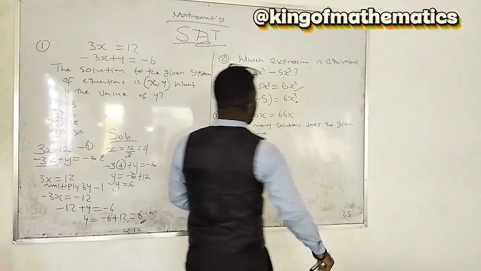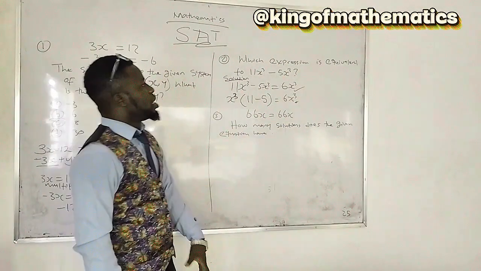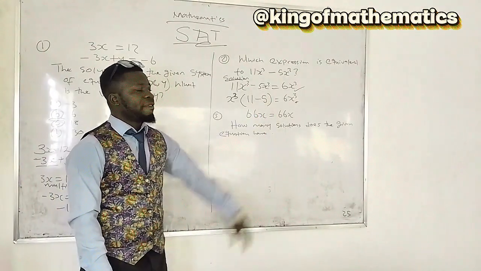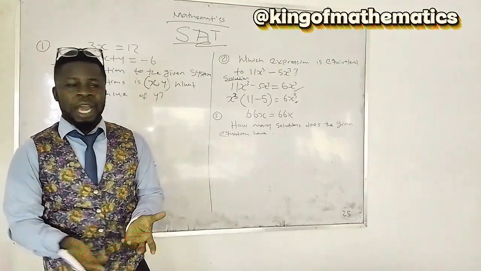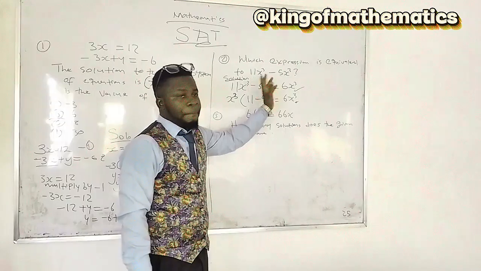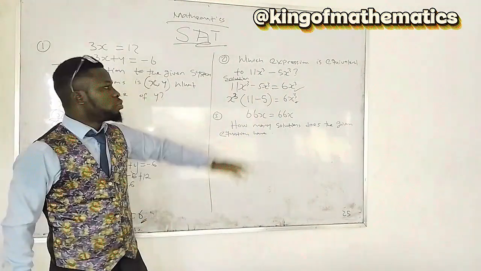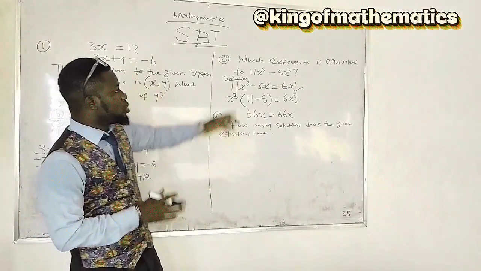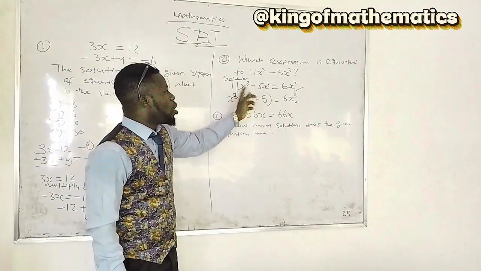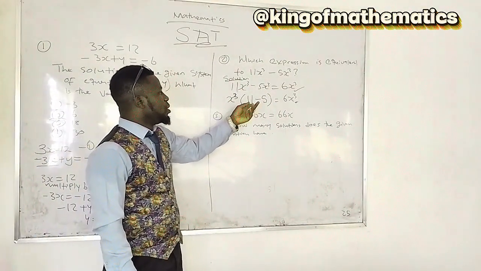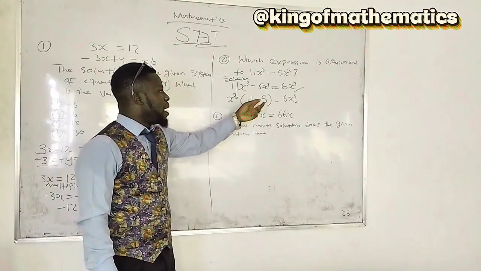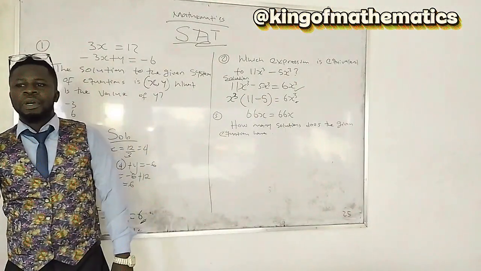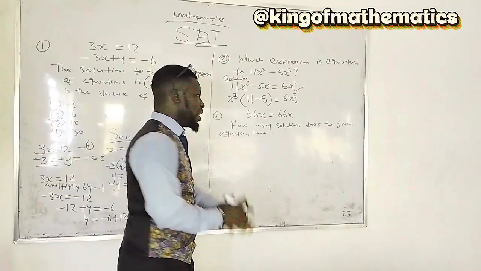This is question 2, which says: which expression is equivalent to 11x cubed minus 5x cubed? All you need to do is factorization. They have the same power. If they didn't have the same power, this would have been our final answer, but they have the same power. So x cubed is common to both of them. x cubed, then the coefficients: 11 minus 5, that's 6. 6 times x cubed gives you 6x cubed. That will be your answer.